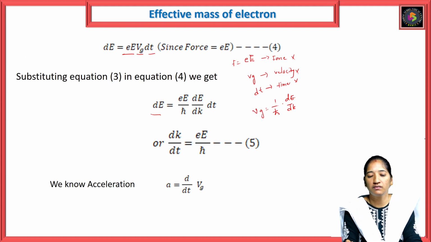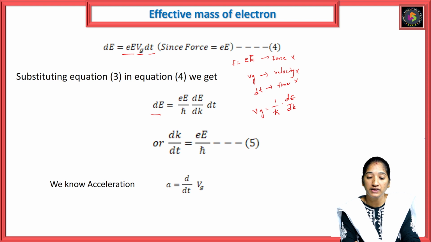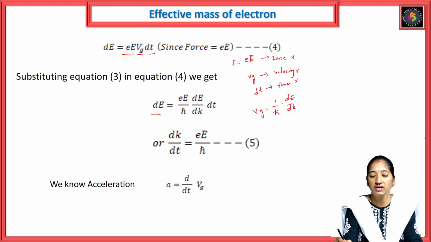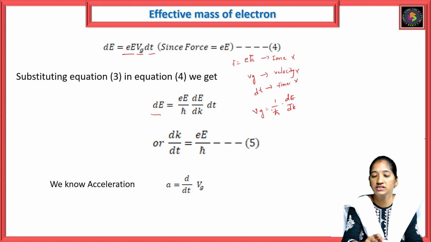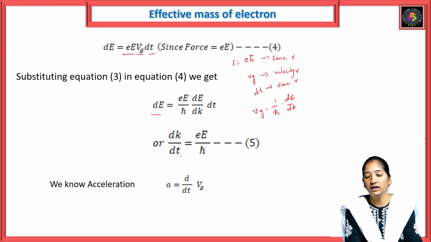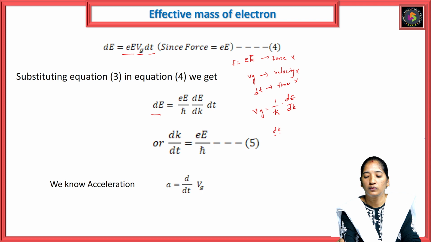So according to dE, what happens? Vg equals 1 by h cross dE by dk. So dE by dk equals Vg. In the place of dE we are substituting this value. We get dE is equal to E by h cross into dE by dk into dt. So here dk by dt is equal to E by h cross.